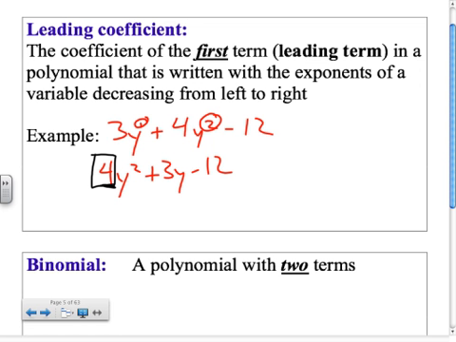So again, that's going to be useful when we talk about, if I'm saying, okay, what's your leading coefficient, or what's the coefficient of the y, things of that nature. You understand what coefficient is now, hopefully.